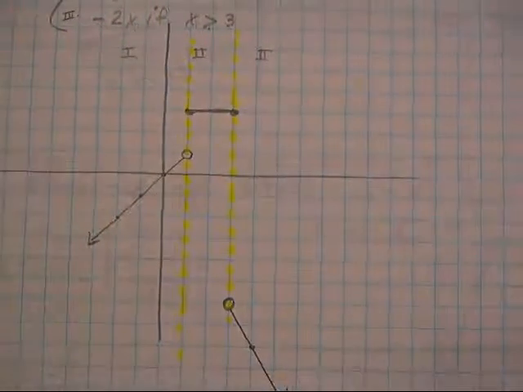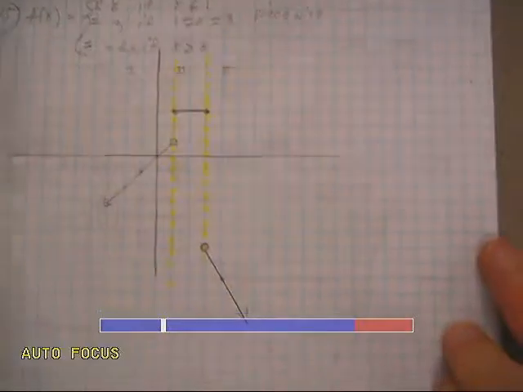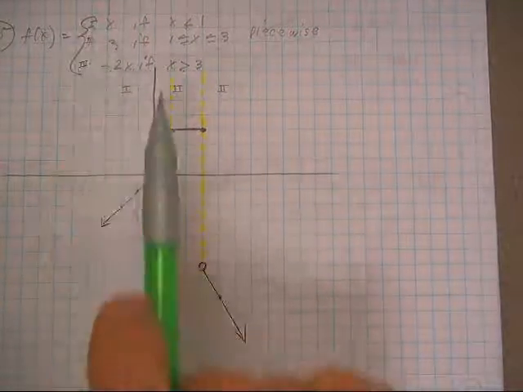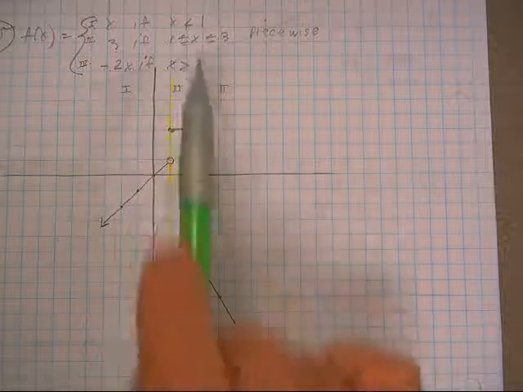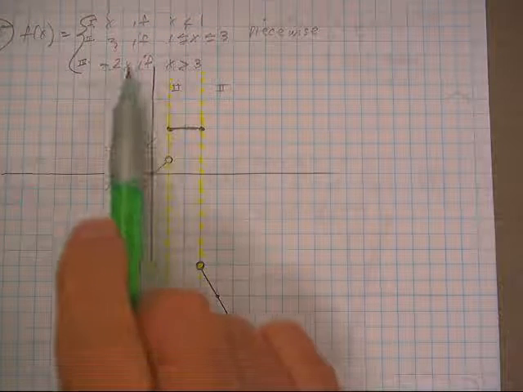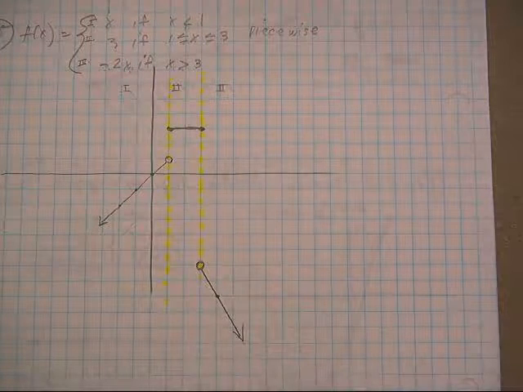So there's my finished graph. Let me zoom out a little bit on this. There's my finished graph, 3 graphs. This one going up to its border. This one being in between the 2 borders. And that one just to the right of the second border.